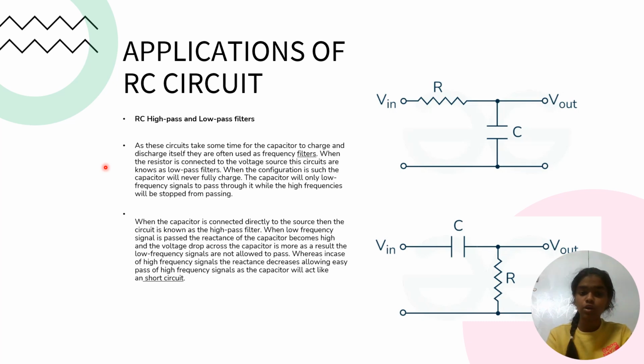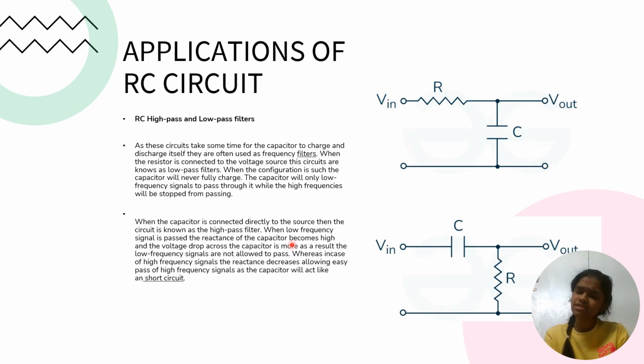As these circuits take a long time for the capacitor to charge and discharge, they are often used as frequency filters. When the resistor is connected to the voltage source, these circuits are known as low pass filters. That means the capacitor allows only low frequencies to pass through, and it does not allow the high frequencies to pass. And in this configuration, the capacitor will never get fully charged. When the capacitor is directly connected to the source, it acts as a high pass filter.